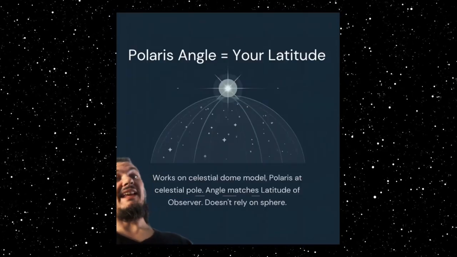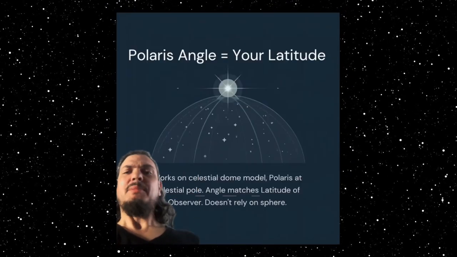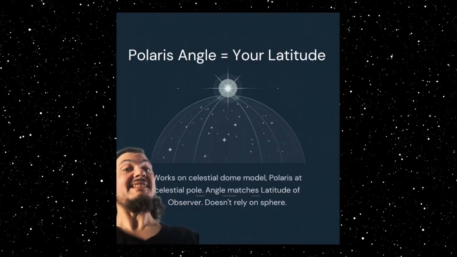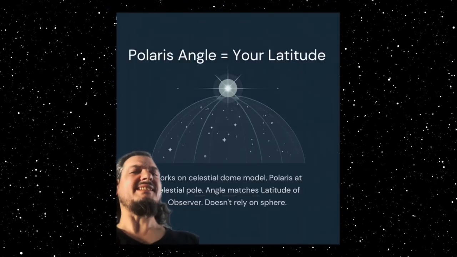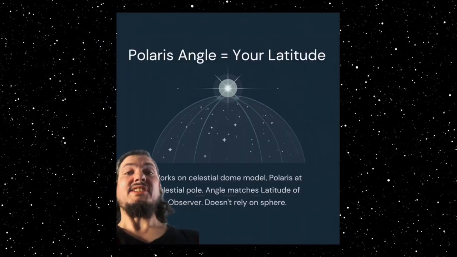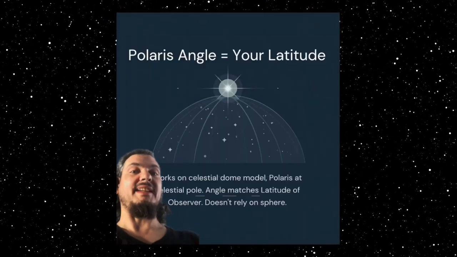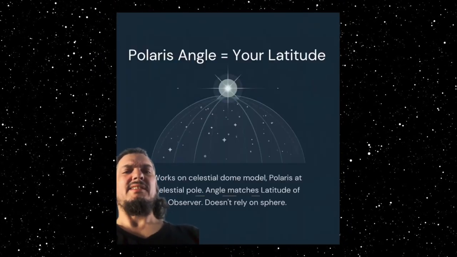And latitude-based observations. Polaris altitude and angle equals your latitude, but this works just as well on a celestial dome model at uniform distance as it does on a sphere. Polaris sits at the north celestial pole, and its altitude and angle naturally matches your north-south position on a plane. It doesn't require a sphere.